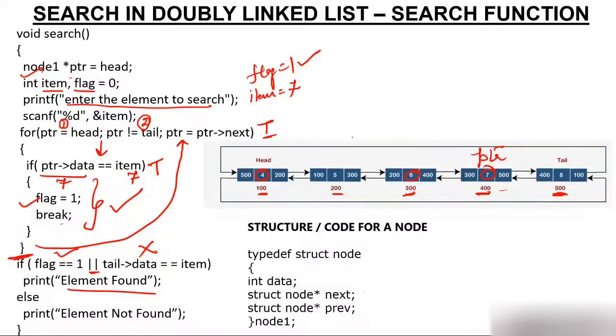Now I'm telling you a condition where you are searching for an element which is not in the linked list. Suppose you have already reached this place and suppose you were searching 9. So what is there in item? 9. So I'm updating item to 9 and you have already reached here. While reaching here, you checked this: PTR not equal to tail. What is PTR? 400. And what is tail? 500. Yes, the condition again becomes true.